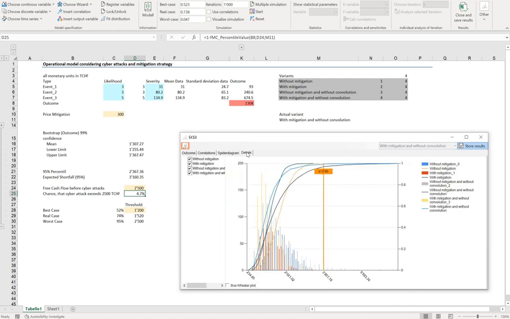So that's all. We have shown here how to use the Monte Carlo simulation to make proper decisions under uncertainty.